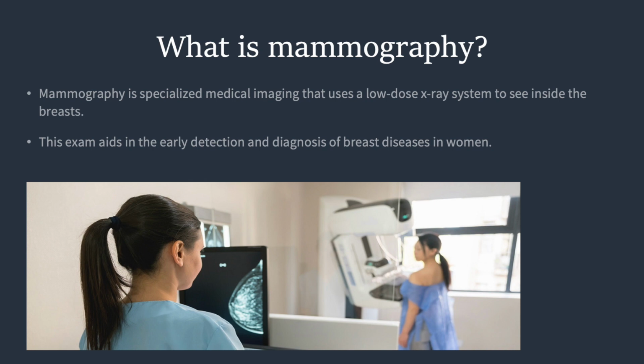What is mammography? Mammography is a specialized medical imaging that uses a low-dose X-ray system to see inside the breast. This exam aids in the early detection and diagnosis of breast diseases in women.